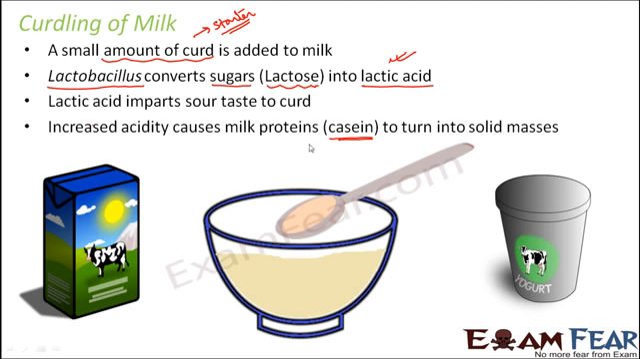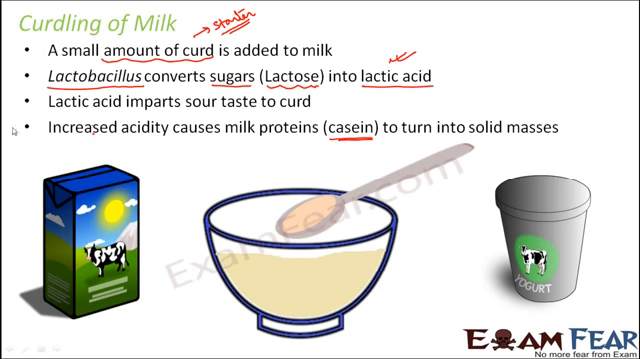Due to the increase in acidity, because lactic acid formation takes place, there are more acids present now. So due to increased acidity, the milk proteins start to coagulate. That is, they start binding with each other and form solid masses, and that is how the curd looks. If you look at curd, it looks as if small bundles of masses have been put together, and that is why the texture of the curd changes, as well as the taste. All this happens due to the conversion of lactose into lactic acid.